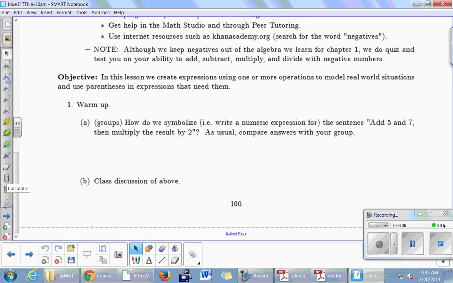Towards the bottom of page 100 is this objective. So let's start with the objective. Can we go to Crystal? Can you read the objective, please? Thank you. Megan, can you read the warm-up? Okay, so let's say 60 seconds on this with your neighbors. See if you can change that sentence into symbols.